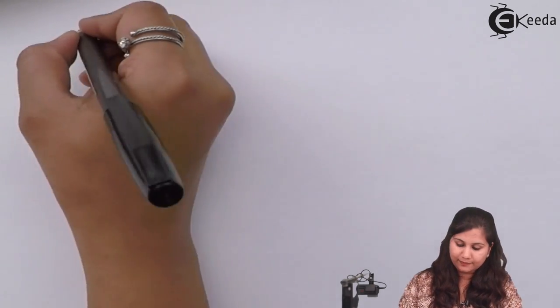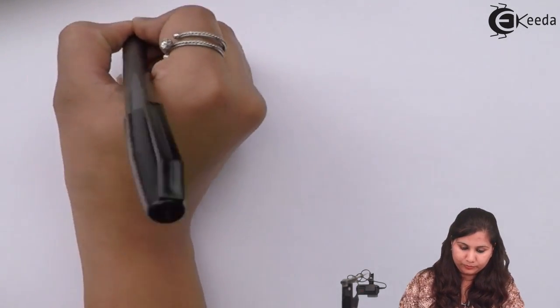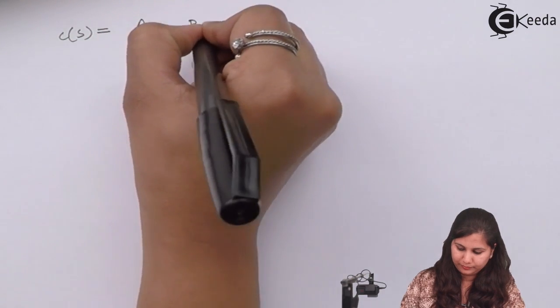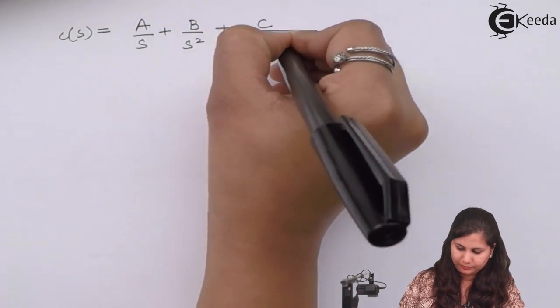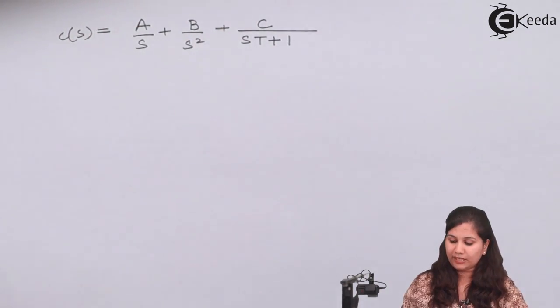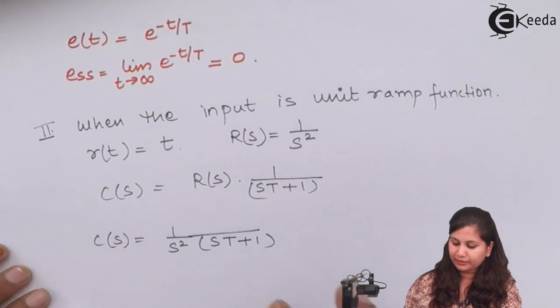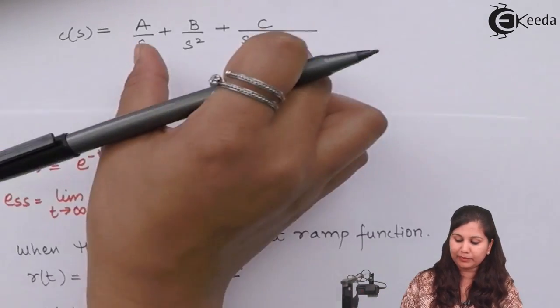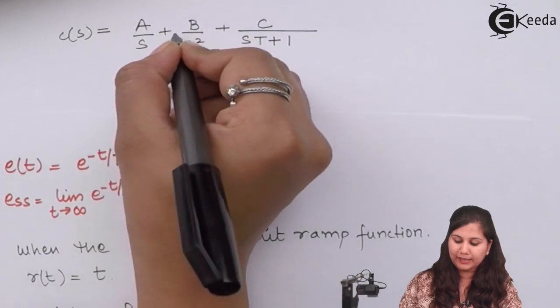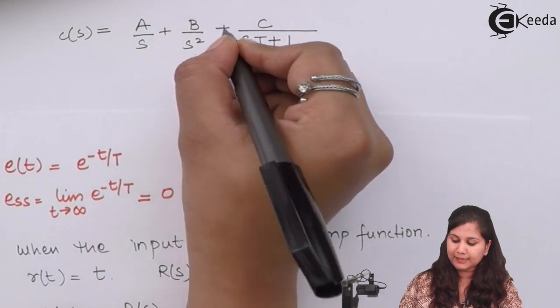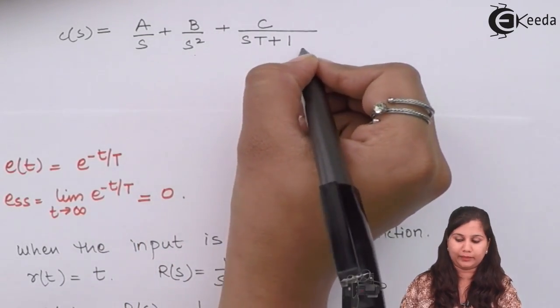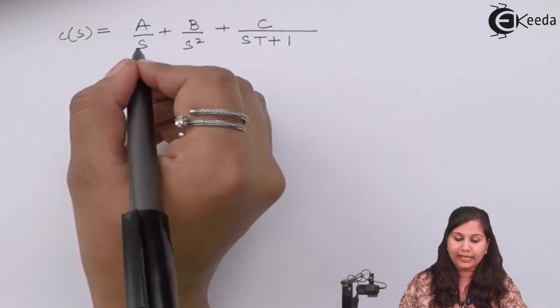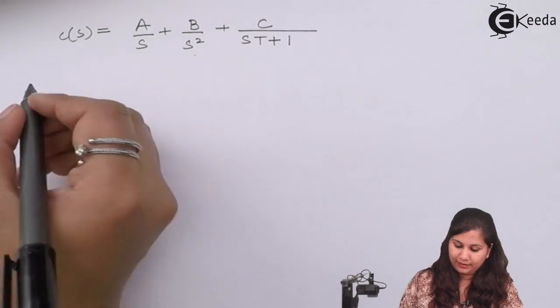So C(s) will be equal to, by the partial fraction method, 1 upon s square (sT plus 1) can be written as A by s plus B upon s square plus C upon (sT plus 1). Now we can get the values of A, B and C.